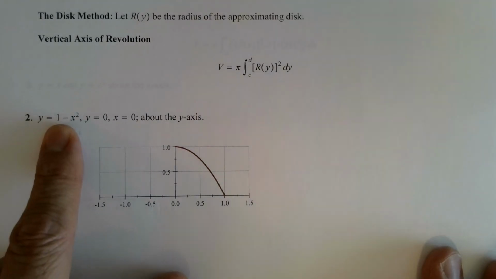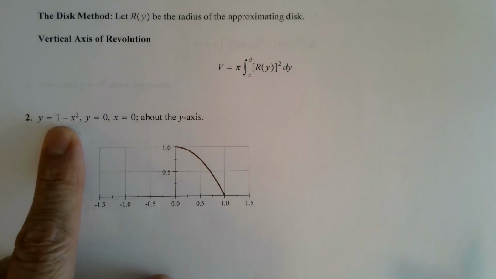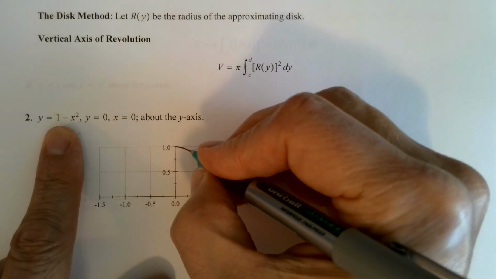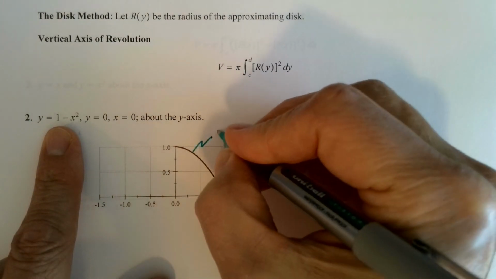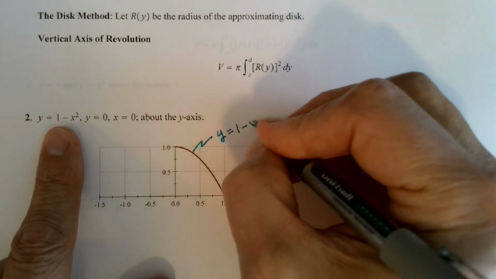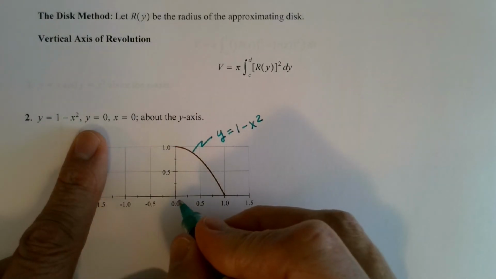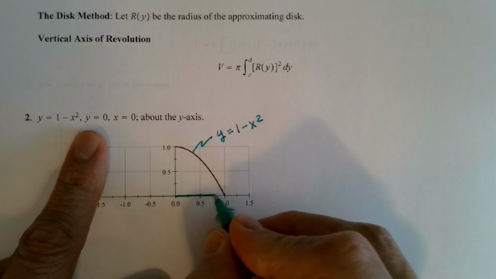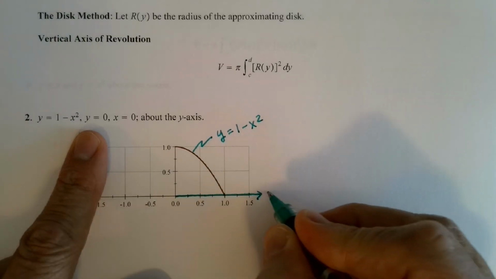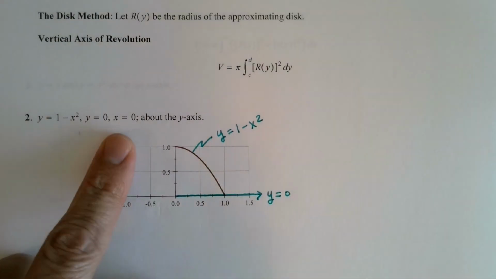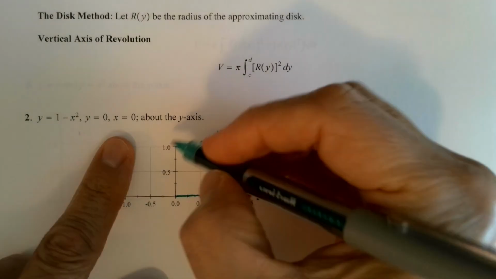So here is our second example. y is 1 minus x squared. So that's this curve right here, that parabola. y equals 0, again, we know is the x-axis, and x equals 0 is the y-axis.